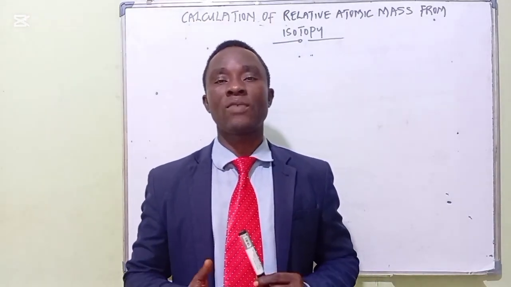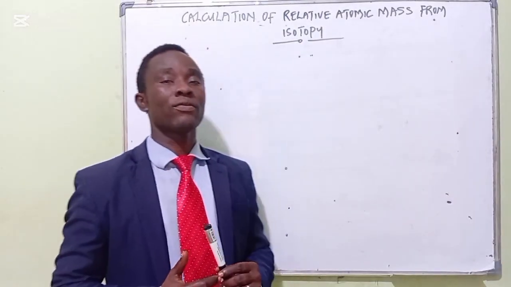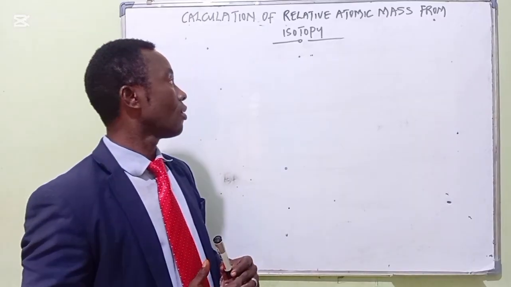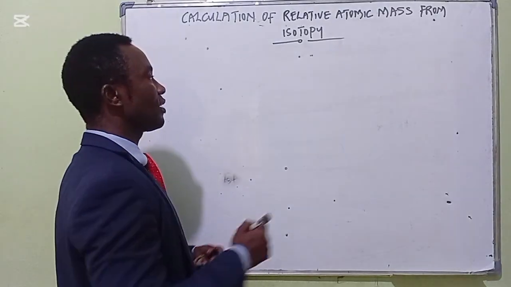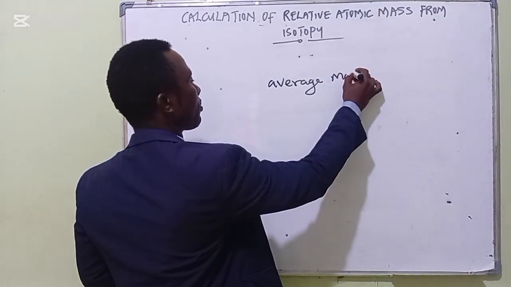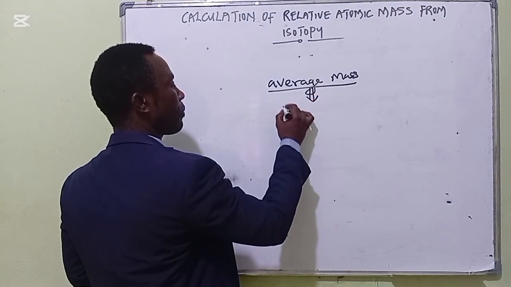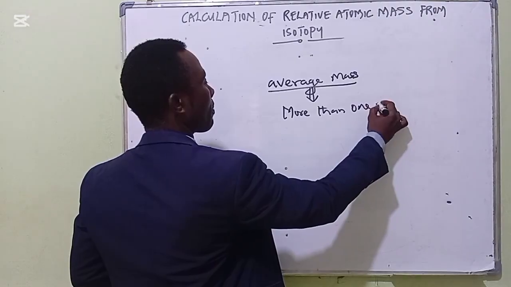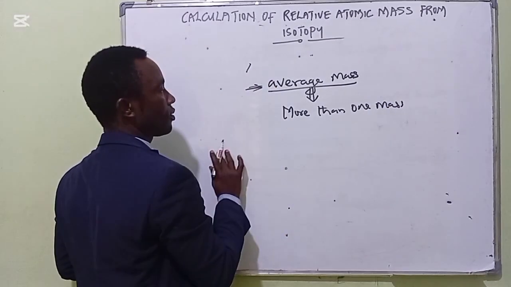Now, what is relative atomic mass? Relative atomic mass of an element is the weighted average mass of that element relative to 1/12 the mass of a carbon-12 atom. That is to say that relative atomic mass is an average mass. Now, before you talk about average, you should be talking about more than one mass, okay? You cannot have average with one thing, one mass.